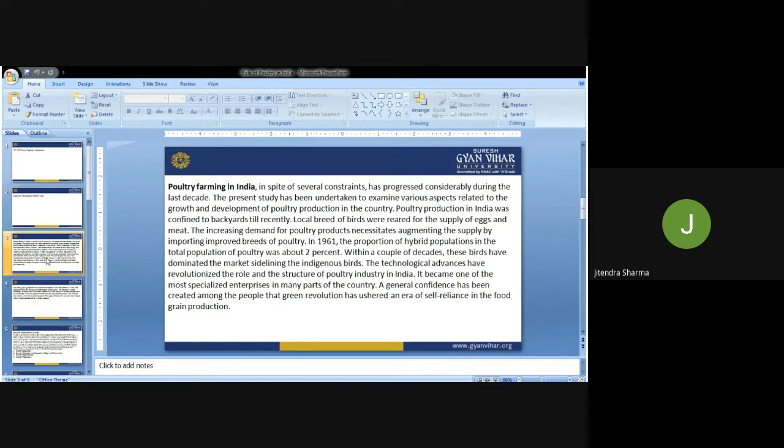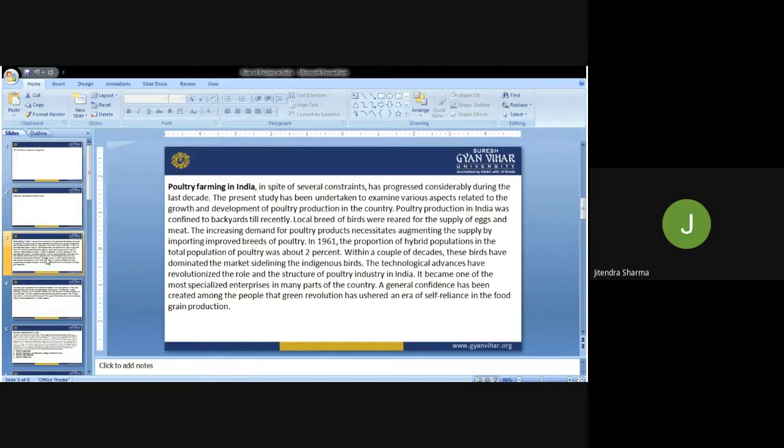The increasing demand for poultry products necessitates augmenting the supply by importing improved breeds of poultry. In 1961, the proportion of hybrid birds in the total population of poultry was about 2%. Within a couple of decades, these birds have dominated the market, sidelining the indigenous breeds. Because nowadays the era of backyard poultry is gone, and almost only poor people are in that kind of situation. Otherwise, the entire situation has been replaced by commercial poultry farming.